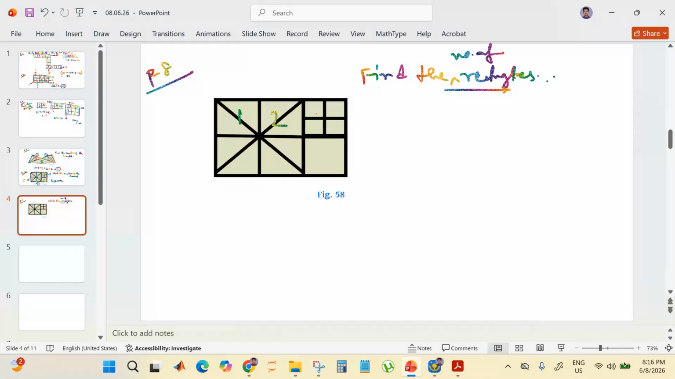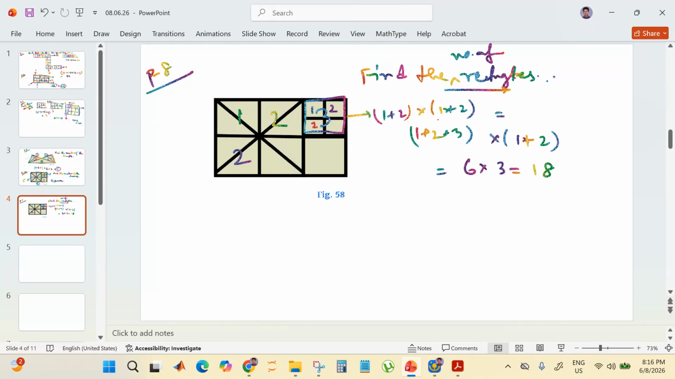Initially you have to consider 1 2 3 and 1 2. So you have to do 1 plus 2 plus 3 multiplied by 1 plus 2. That means 6 into 3, that is 18. Simply you can find 18, but by combining, if I look into this one, then you can find 1 2 and 1 2. That means 1 plus 2 multiplied by 1 plus 2, 3 3s are 9. So 9 plus 18, it is 27.